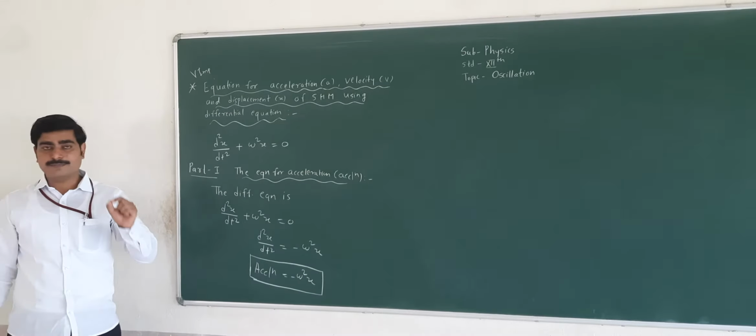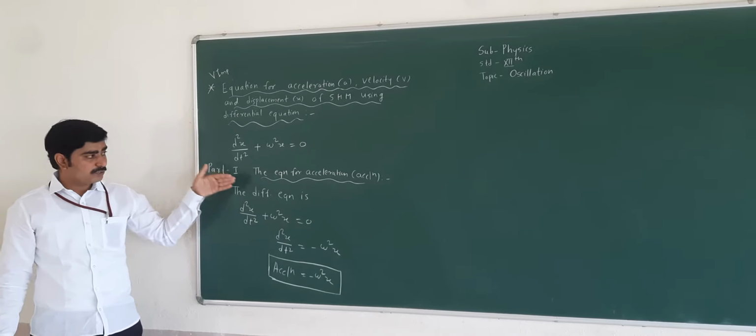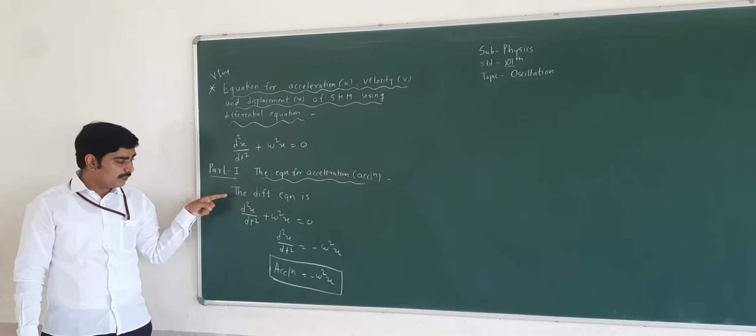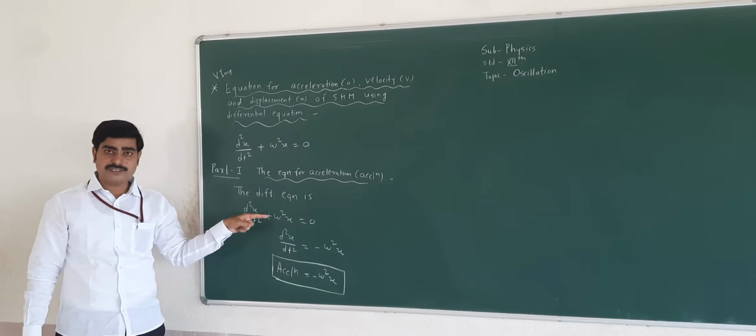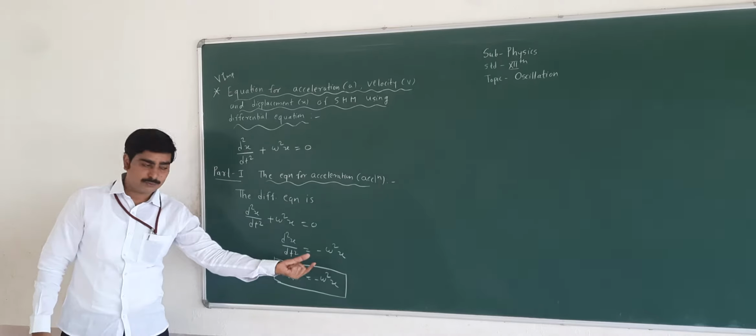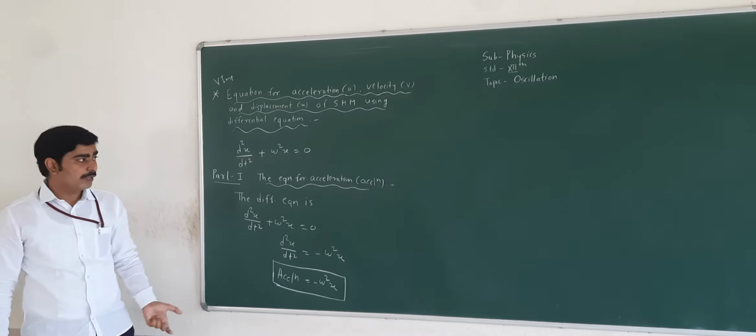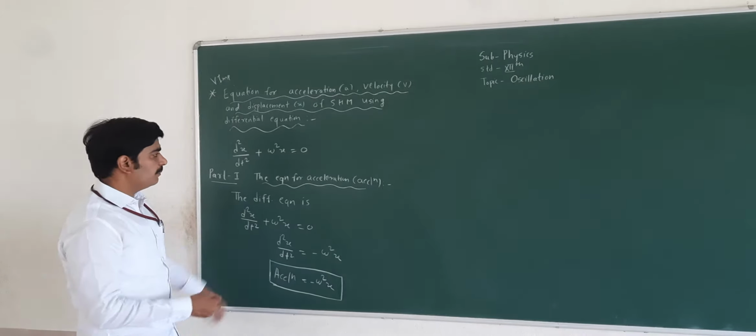Again I am going to explain this part. The differential equation for linear system is d2x upon dt square plus omega square x is equal to 0. d2x upon dt square is equal to minus omega square into x, and d2x upon dt square is nothing but the acceleration. Now next part is part 2.